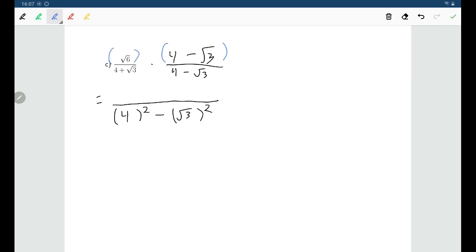For the numerator, that 4 minus root of 3 is being multiplied by root of 6. So 4 times root of 6, that's 4 root of 6. Root of 6 times root of 3, that's root of 6 times 3, which is 18. And now the only thing left to do, just to clean things up, the denominator, 4 squared, that's 16. Root of 3 squared, that's 3.